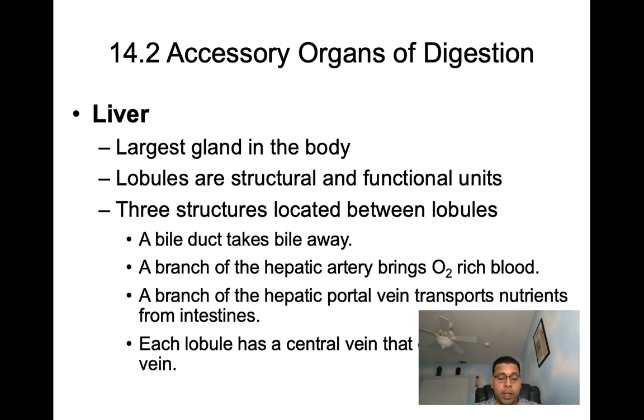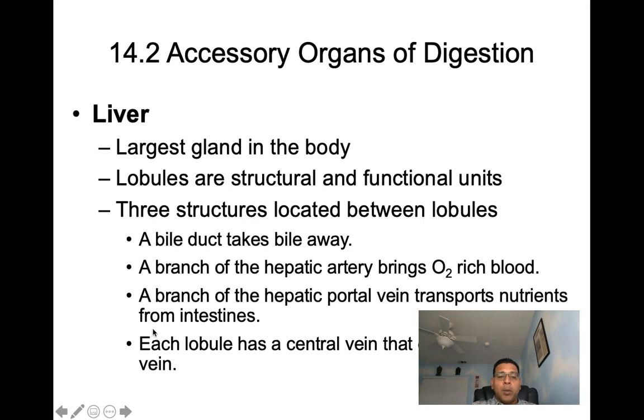These lobules are going to contain three structures. The first structure I want you to know about is a bile duct. This bile duct is responsible for taking bile away from the liver. Next, we have a branch of the hepatic artery. This vessel is going to bring oxygen-rich blood to the liver.